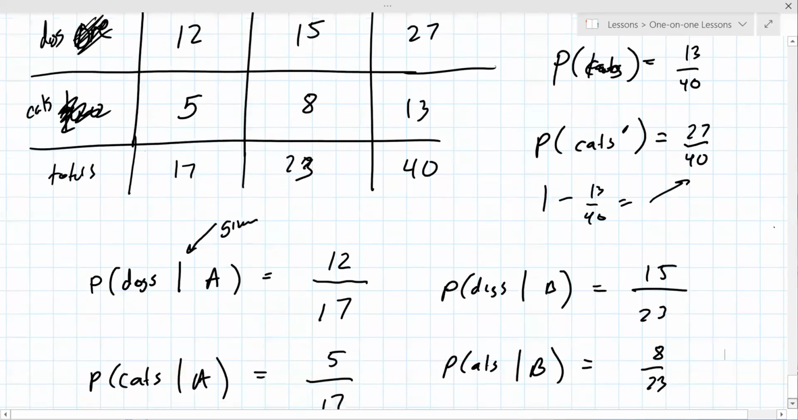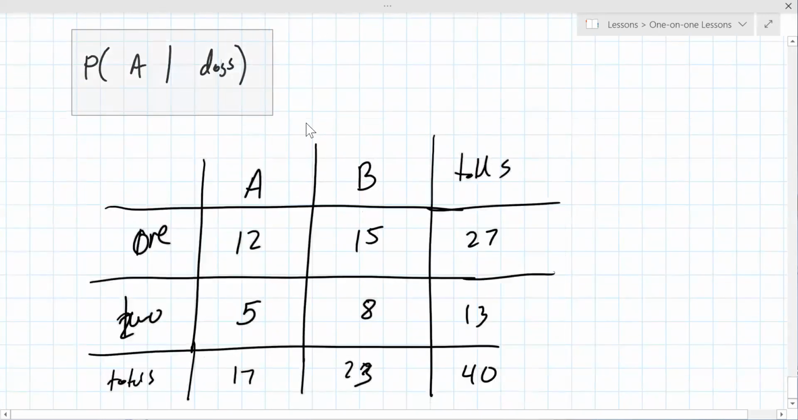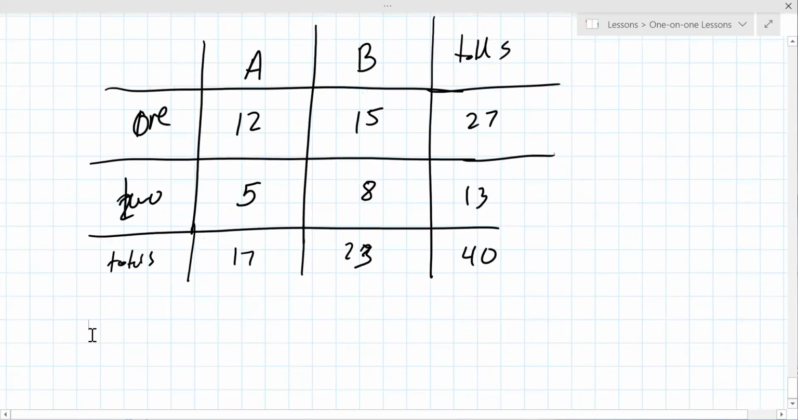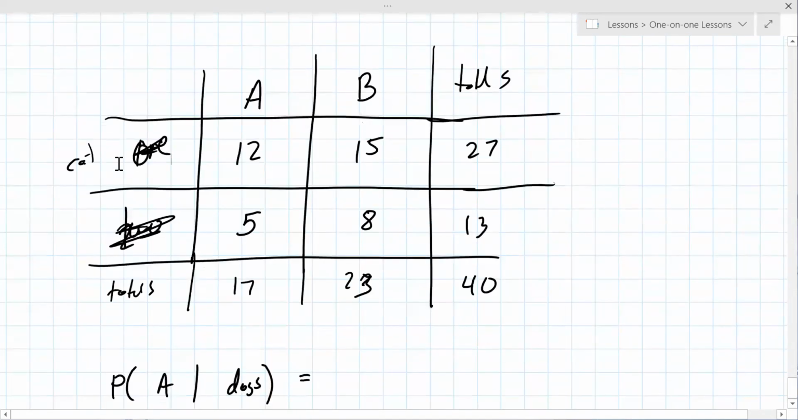The next thing is, I could ask you, what's the probability of A given dogs? Let me move this down. So what's the probability of A given dogs? This time we care about, I guess I didn't copy that. This was cats? Dogs and cats, okay.